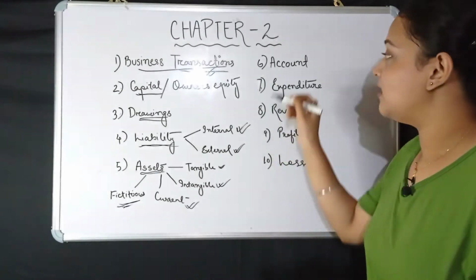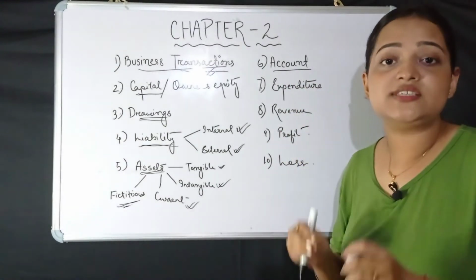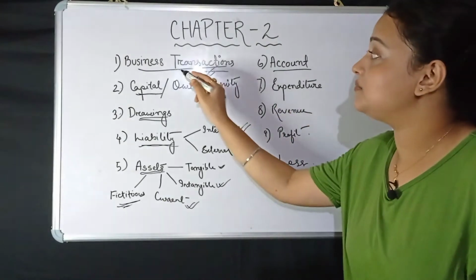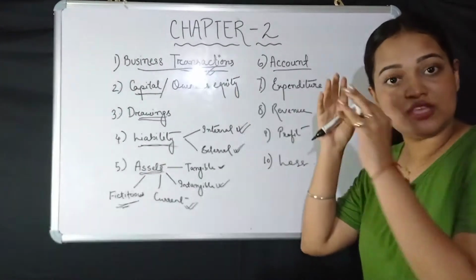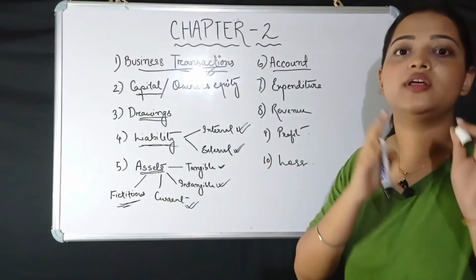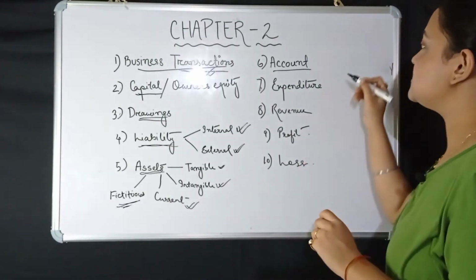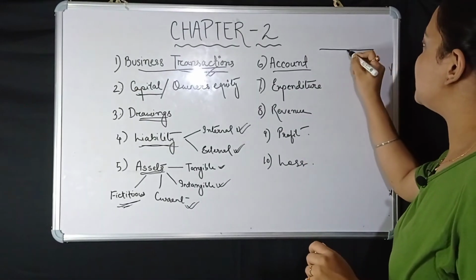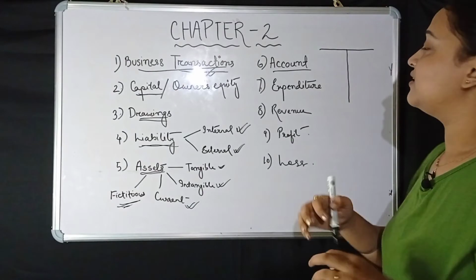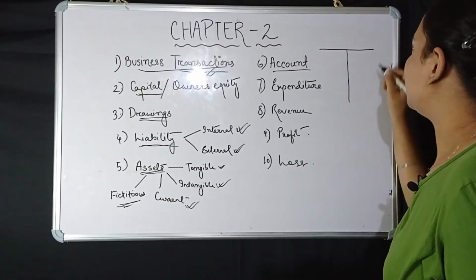Next term is account. So what is an account? Account is a place where we record all the business transactions. So जितने भी business transactions होते हैं हम वो record करते हैं, right? We record it in a place and that is called as account. So account is a T-shaped diagram बोल लो या फिर कुछ बोल लो, ठीक है? It is a T-shaped. Okay?